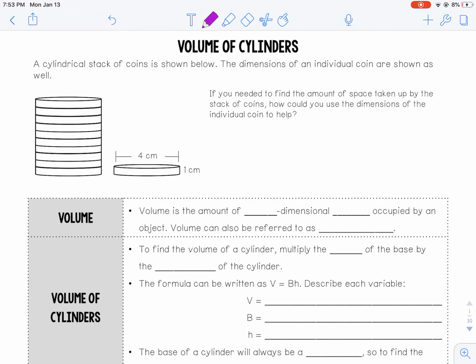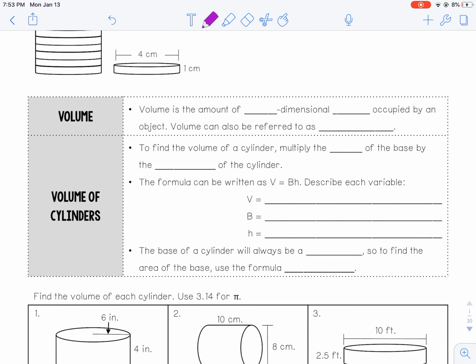Good evening, folks. We're going to look at volume of cylinders, and this is 7-1. We're going to jump right into the notes here.